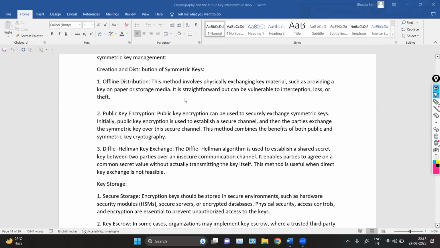So first we have creation and distribution of symmetric keys. Distribution is also very important because we use the same shared key for the encryption and for the decryption. So let's say there's a user A and there's a user B. Now user A and user B both are using the same key for the encryption and for the decryption.